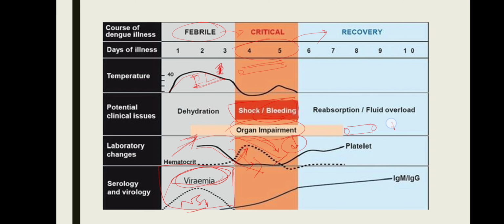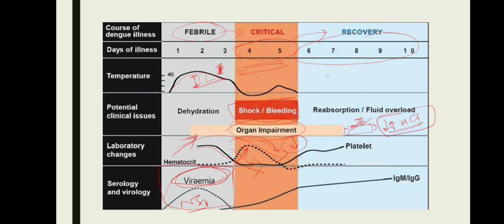So the hematocrit is very important. If the hematocrit is up, that means the fluid is leaking. If the hematocrit is decreased and the child is in shock, that means the blood is also getting out, and there is a huge amount of bleeding. So we have to give PRBC.